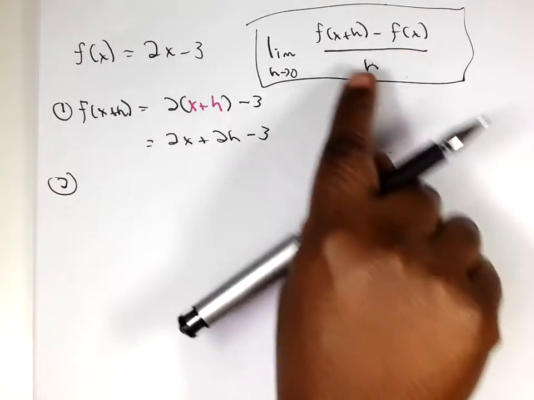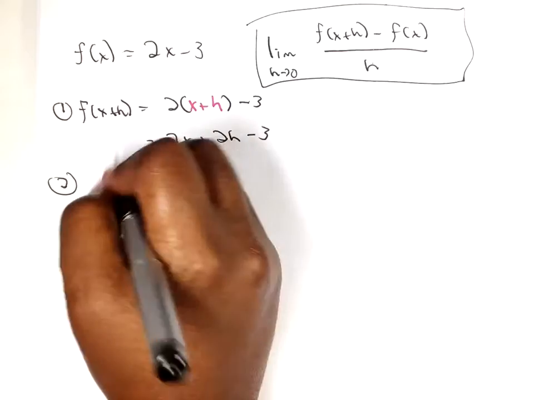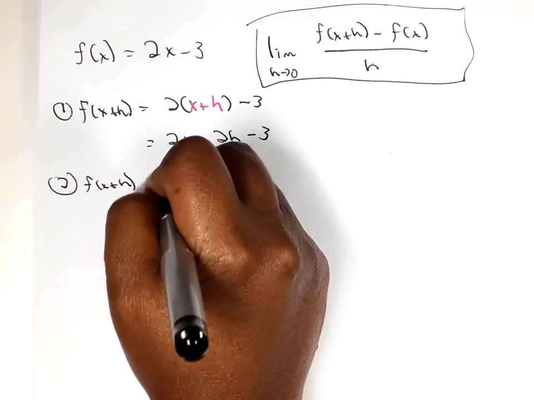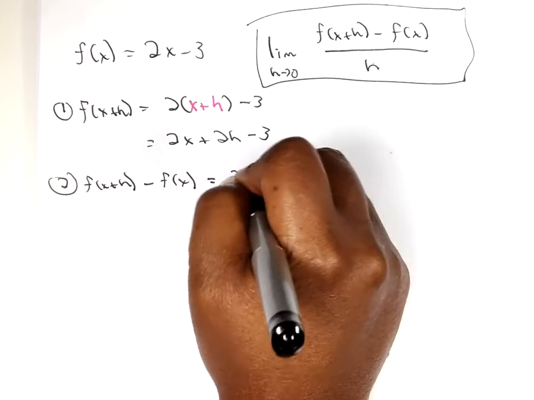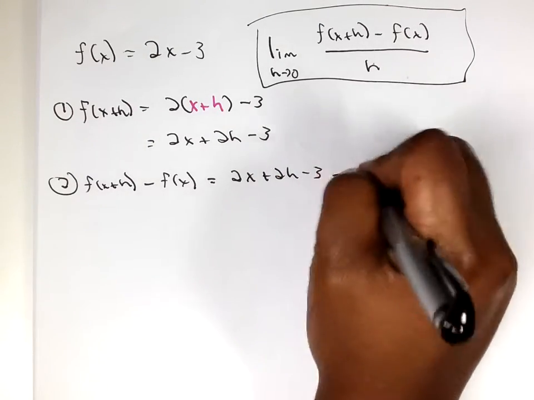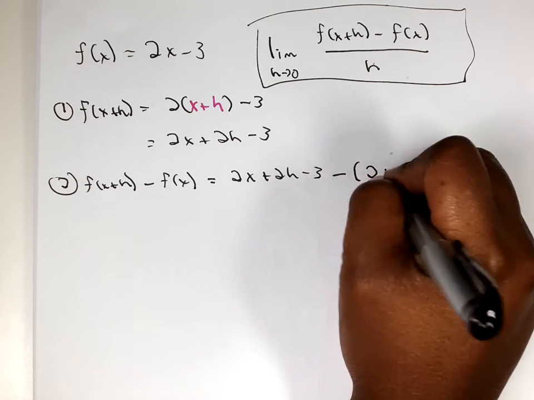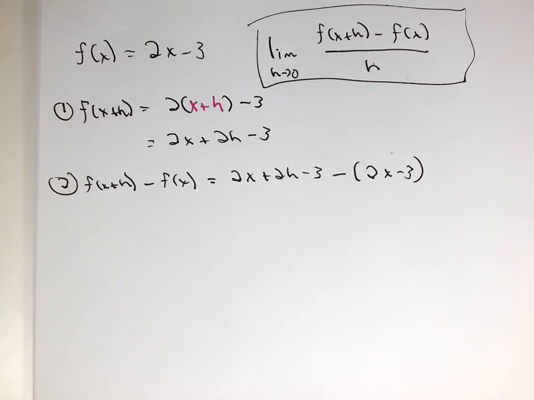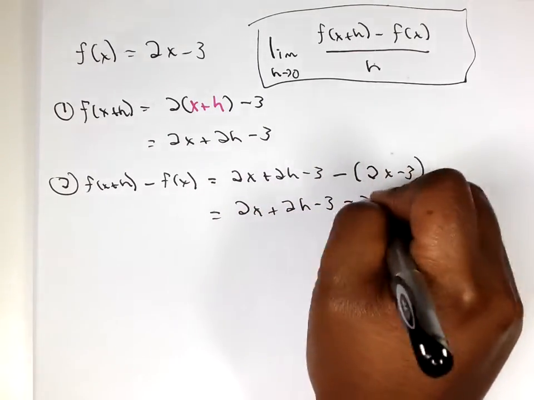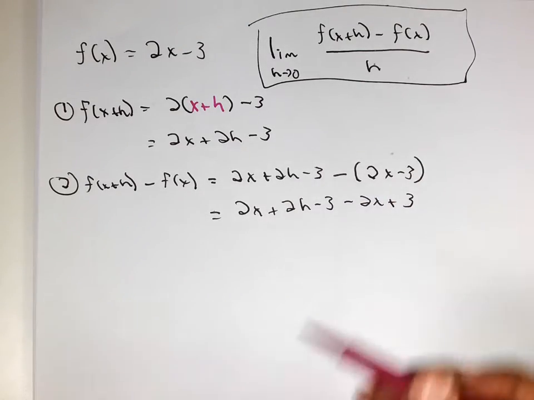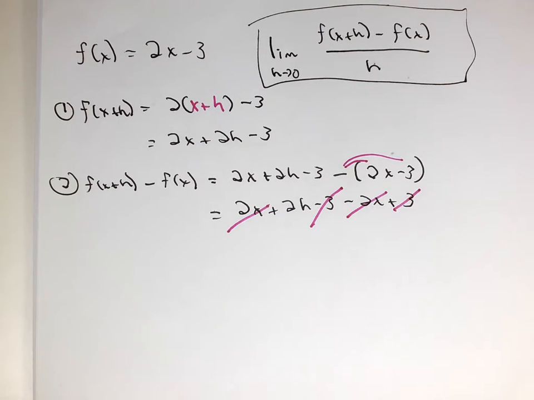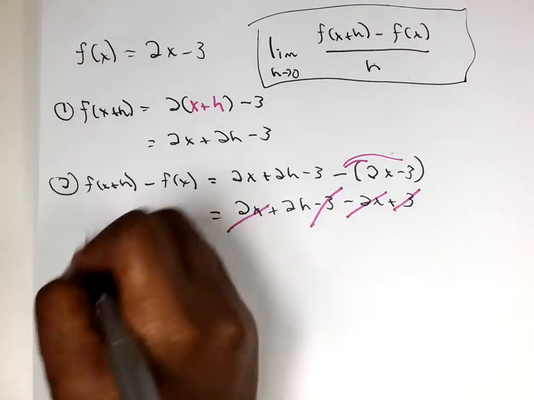My second step is to put this numerator together. So I have f of x plus h minus the f of x. So 2x plus 2h minus 3 was my f of x plus h. And then I have to subtract the original, which was 2x minus 3. So I'm going to clean that up. So first I just distributed the negative sign, and then 2x minus 2x cancel, minus 3 plus 3 cancel. So that's the second step.